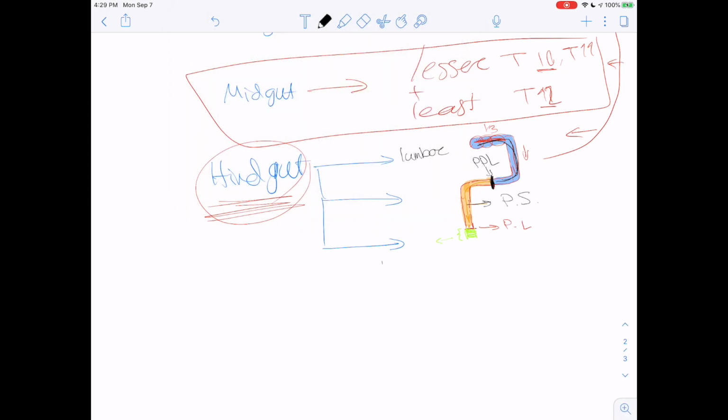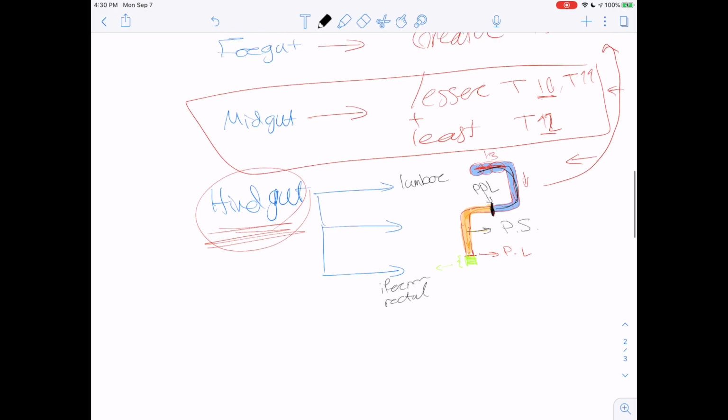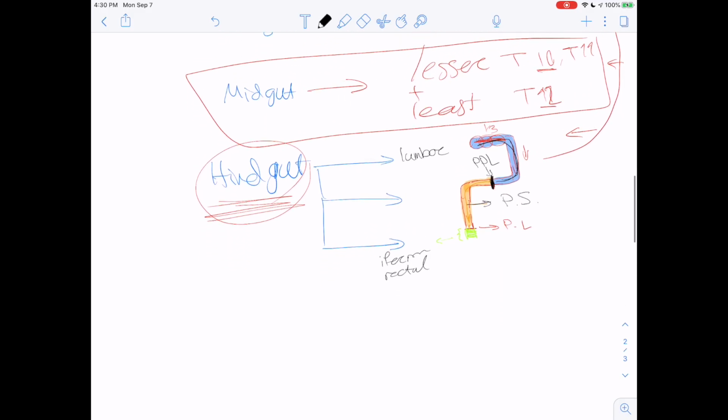So that would be inferior rectal. You love my handwriting, but it's from pudendal, right? But let's just go back and talk about parasympathetic.